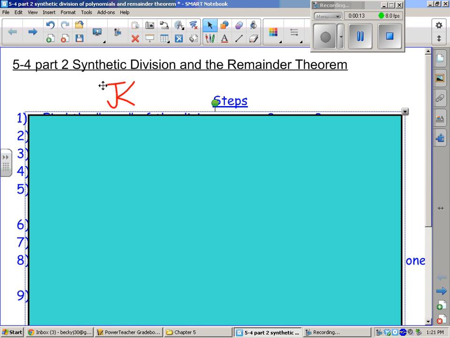So, this is about synthetic division. Remember, the word synthetic means man-made. So somebody made up a way to do this long division, doing it a short way, a shortcut.